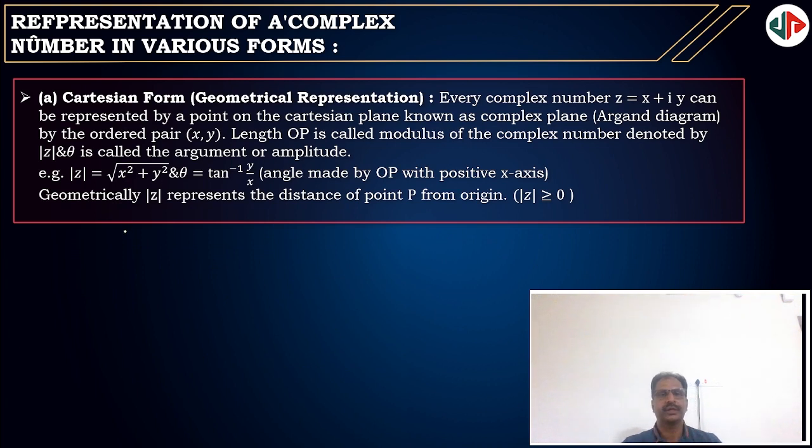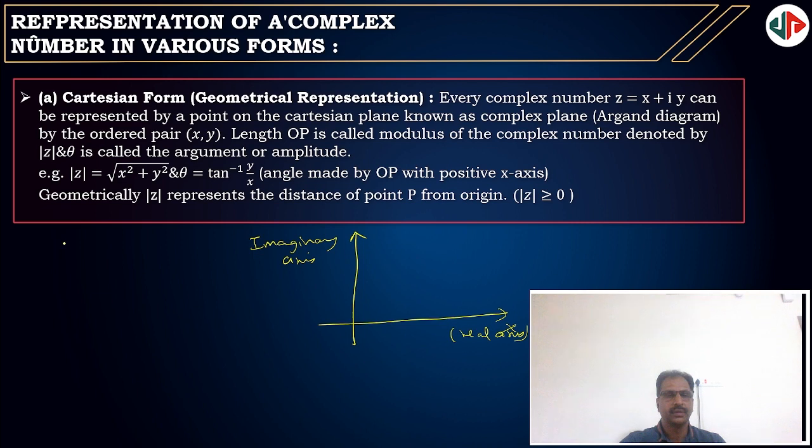So what is the geometrical representation of a complex number? Any complex number can be represented as a point, as we do in geometry. Z is equal to a plus ib, or x plus iy, can be represented as a point x comma y in a plane known as the complex plane.